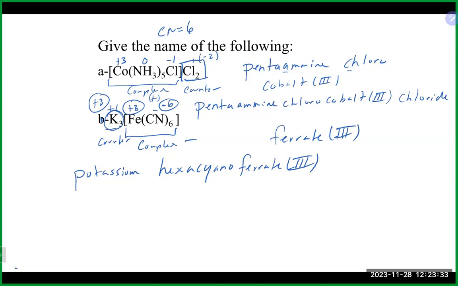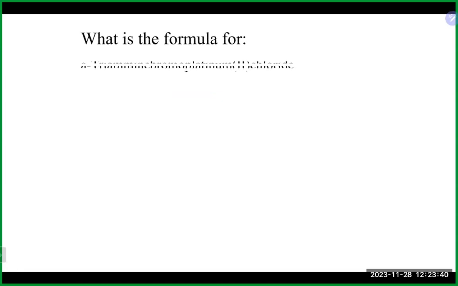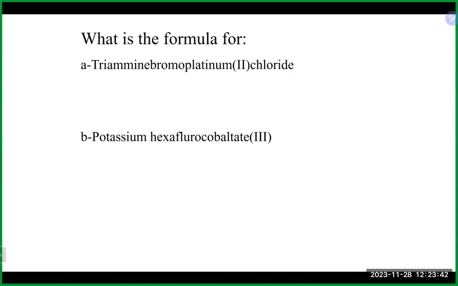All right, so let's try a couple more here. Let's do some formulas next and see what you come up with. Write the formulas for triammine bromo platinum(II) chloride and a little potassium hexafluoro cobaltate(III).